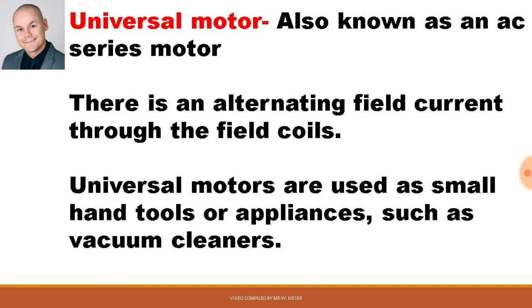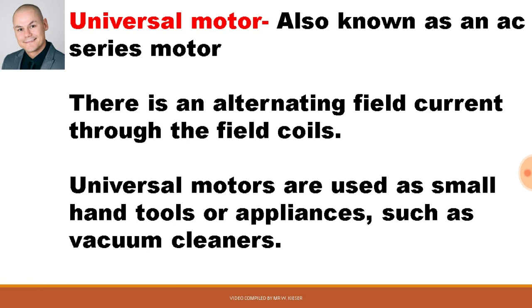The universal motor, also known as an AC series motor, has an alternating field current through the field coils, and universal motors are used in small hand tools or appliances such as vacuum cleaners or portable drills.